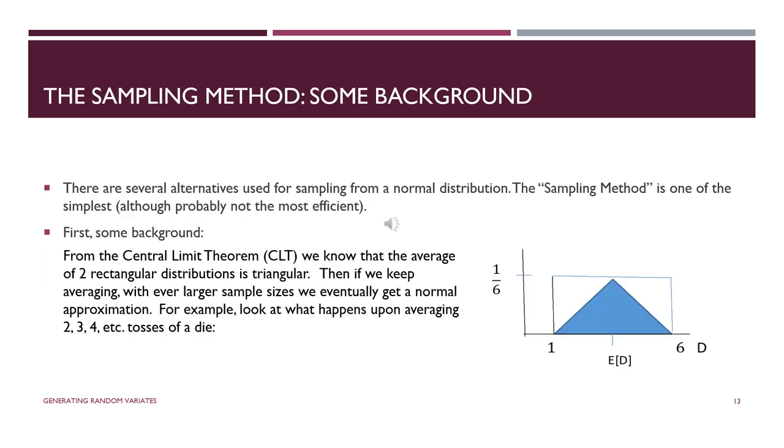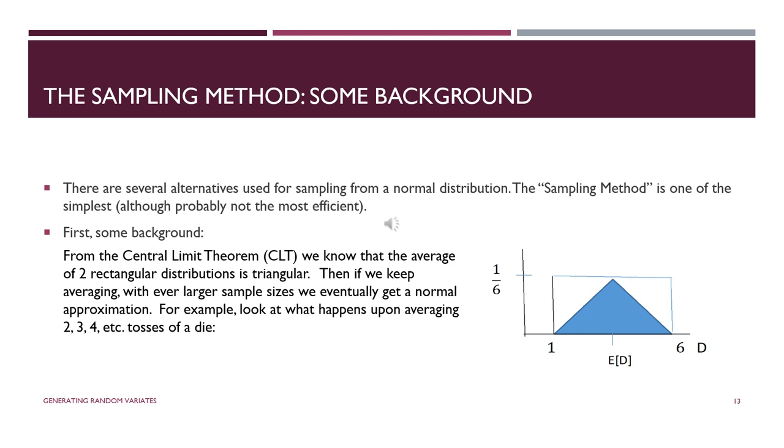This method of sampling is based on the central limit theorem. And we know from the central limit theorem that if you take the sum, or actually the average, of variables that are drawn from a distribution, even if the distribution is not normal, as long as it's relatively symmetric, it won't take that long for the sums or the averages to take on the shape of a normal distribution.